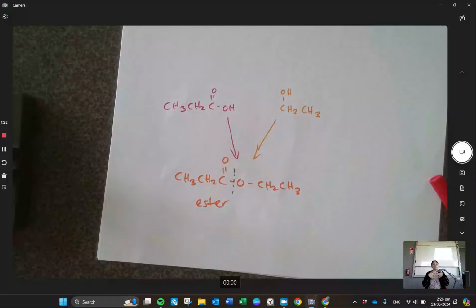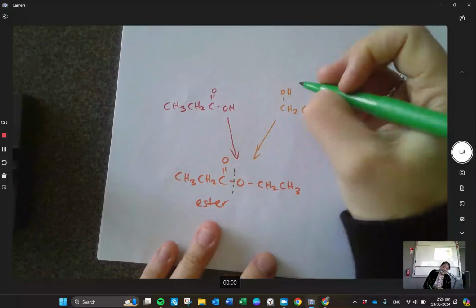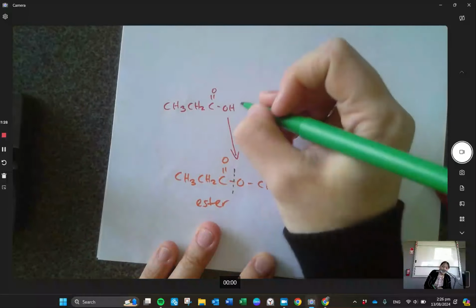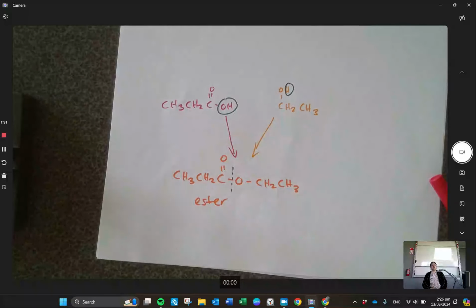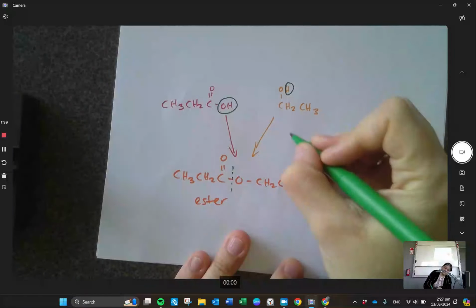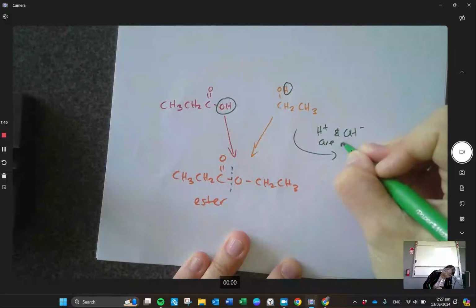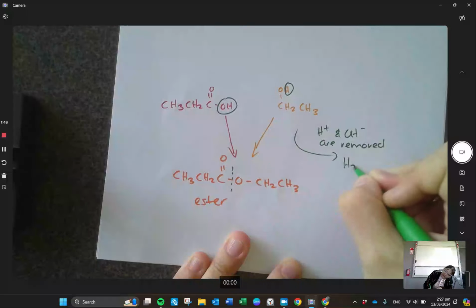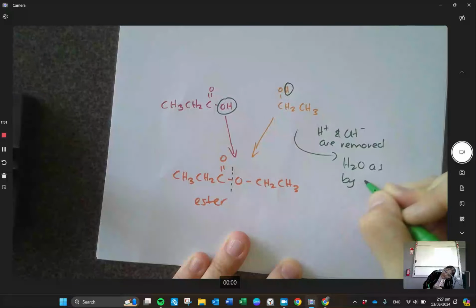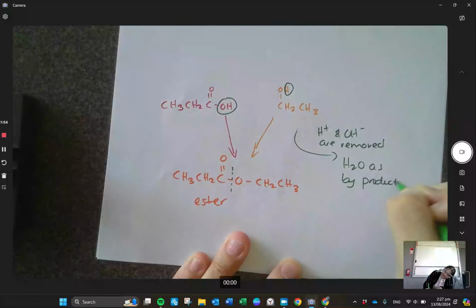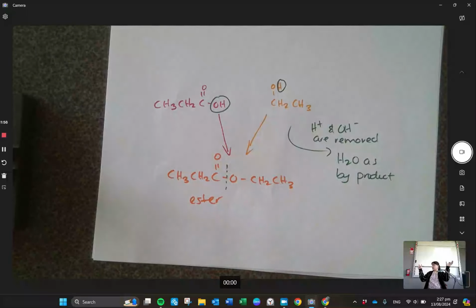So in order to combine these two things together, what gets removed is the hydrogen from the alcohol and the OH from the carboxylic acid. So those two things get removed and the byproduct is water. So H plus and OH minus are removed, and that makes H2O as a byproduct. And that's how I'm able to join those two organic molecules together. So you got to work backwards.